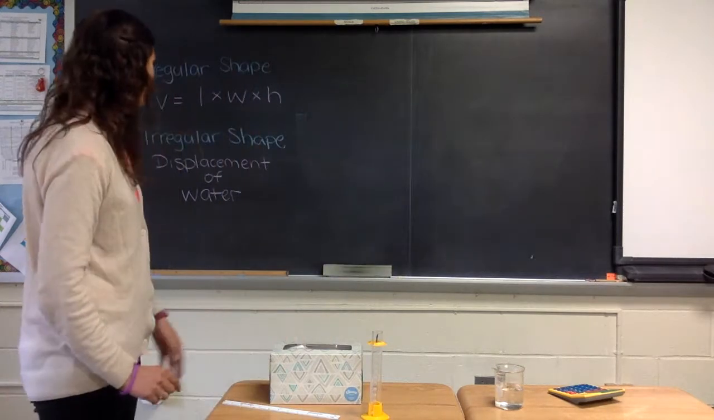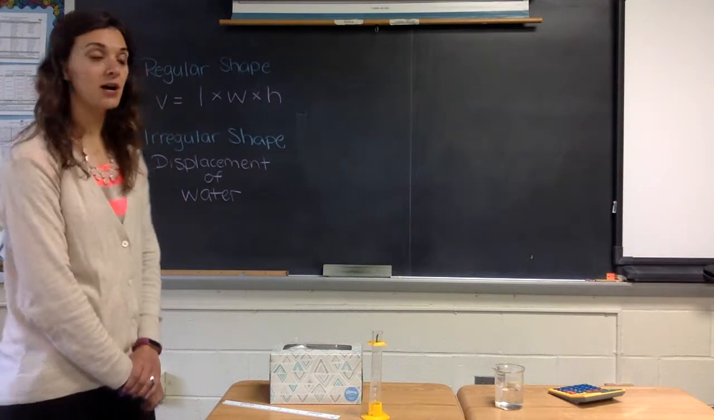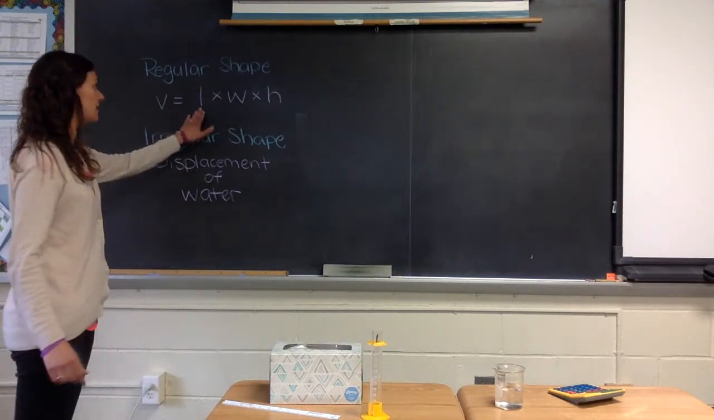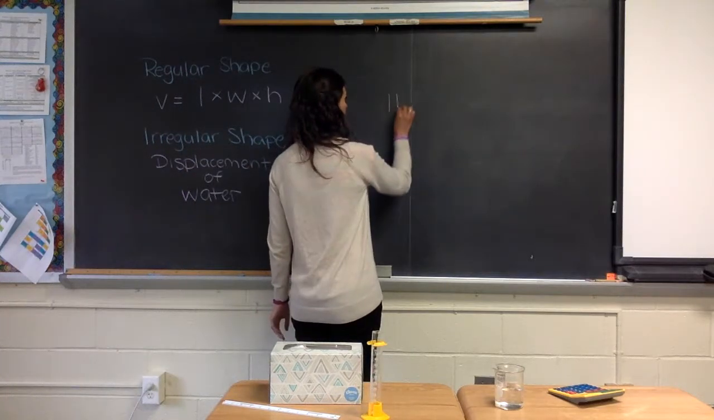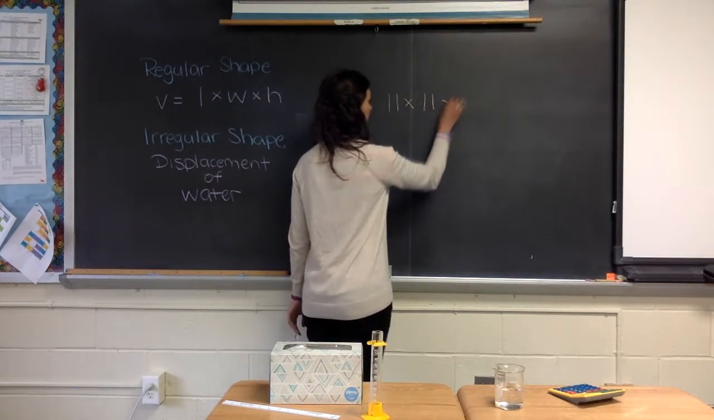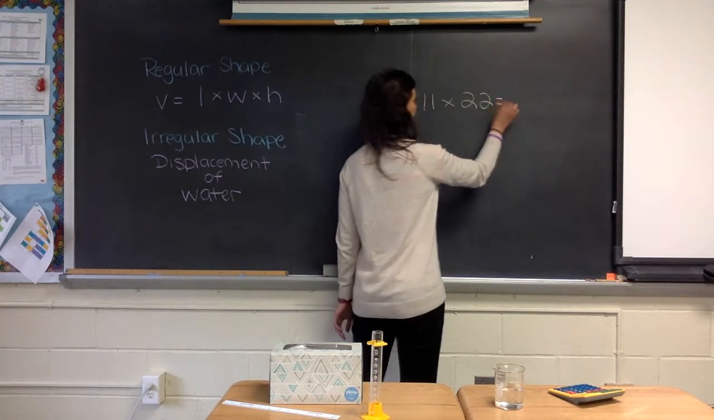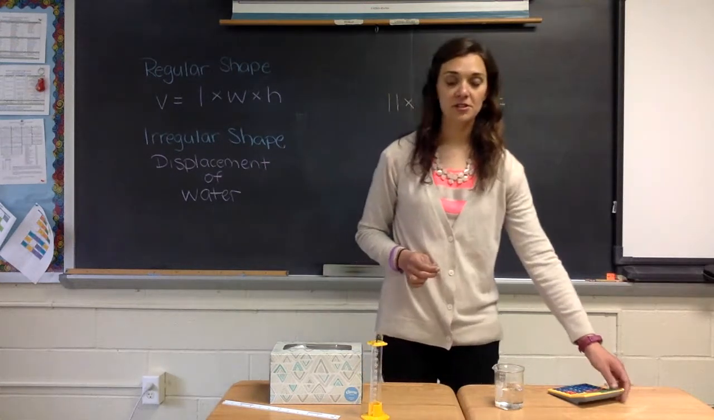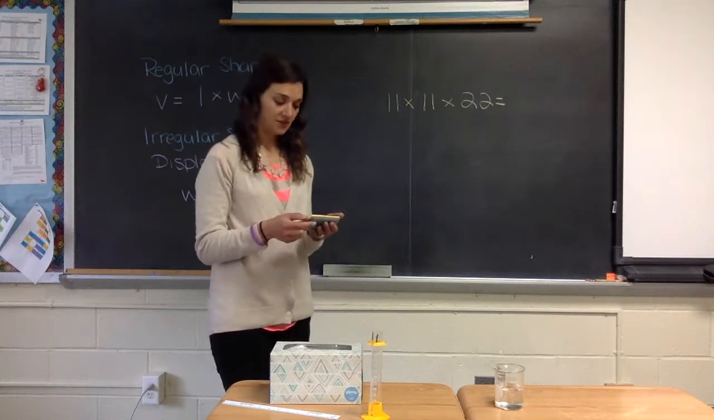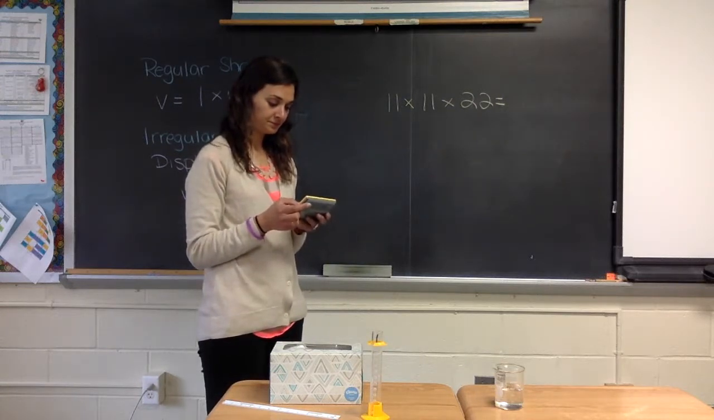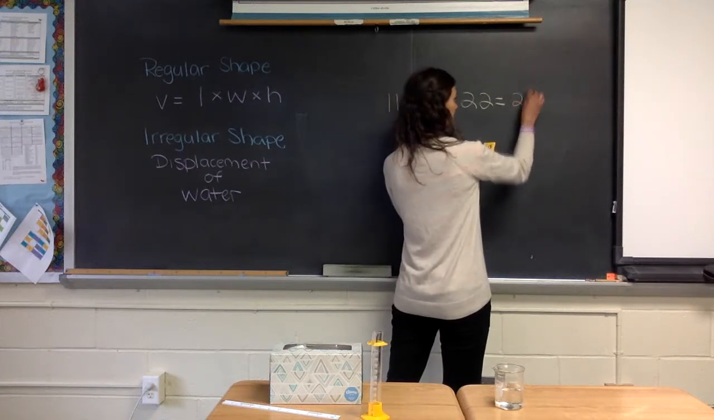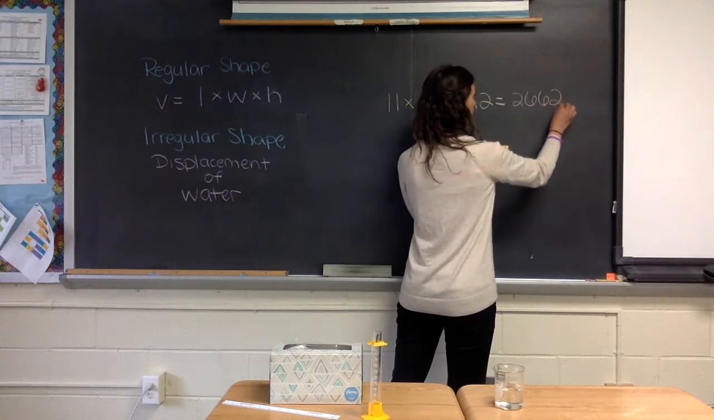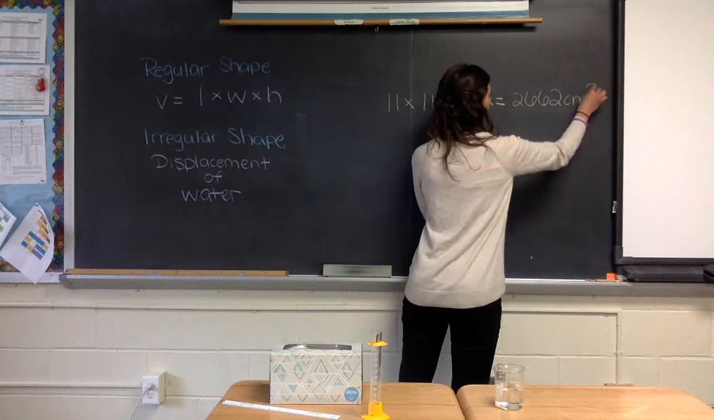So there's an easy formula for solving volume for a regular object. Volume equals length times width times height. And when I put these measurements into my calculator to solve the volume, my answer comes out to be 2,662 centimeters cubed.